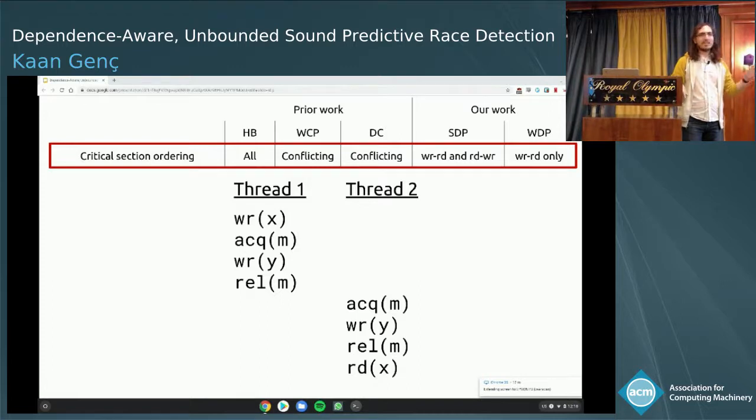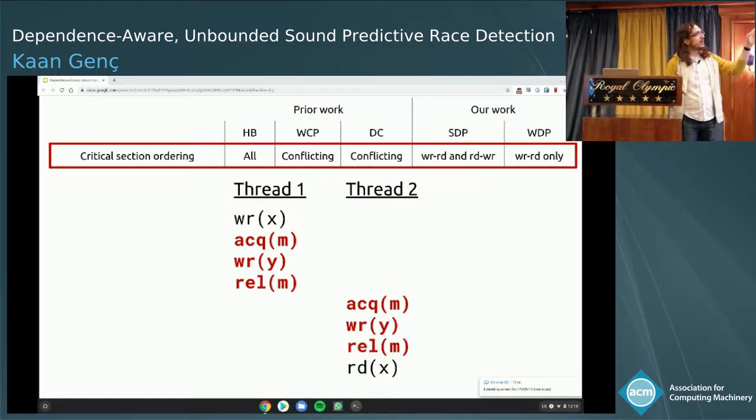So if you look at the same example, this is the exact same example we were just looking at. As I've said before, weak causally precedes and doesn't commute looks at these critical sections and says they have conflicting accesses in them. As a result, we cannot do any prediction here. These threads are synchronized, there is no data race.